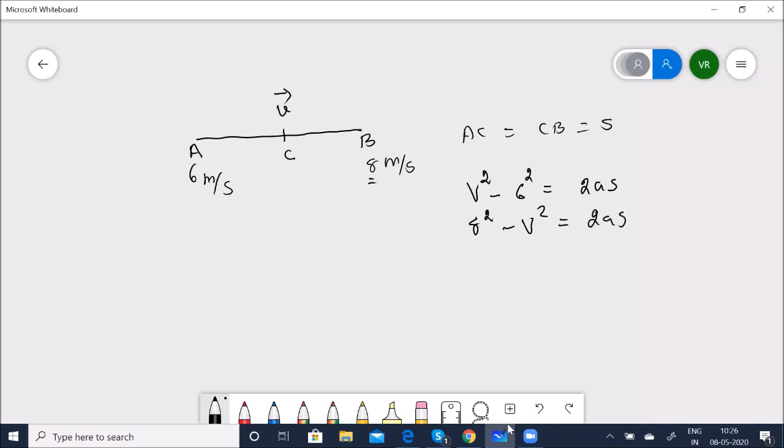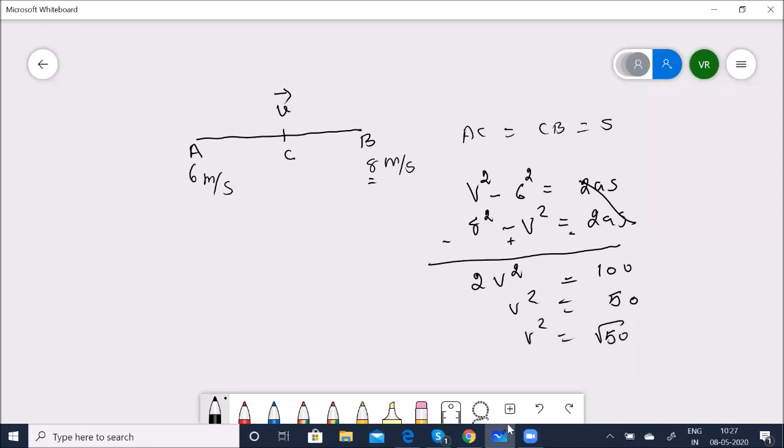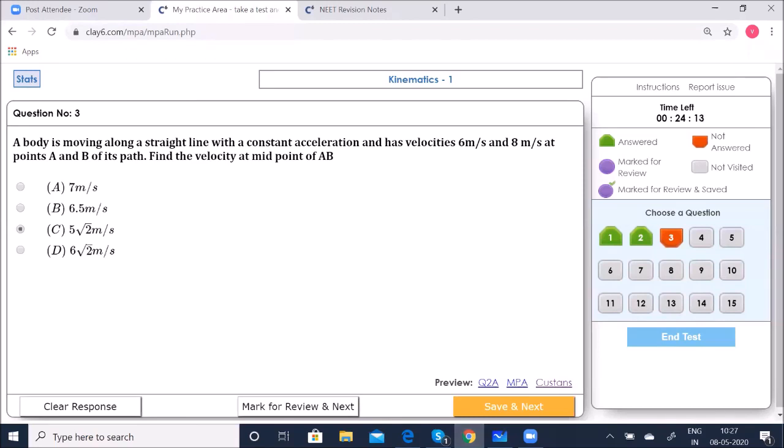Now subtract both so that you can eliminate 2AS. So that gives you 2V squared is equal to 64 plus 36, which is 100, or V squared is equal to 50, or V is equal to square root of 50, which is equal to 5 root 2 meters per second. So let's see which option is correct. C. Let's go to the next question.